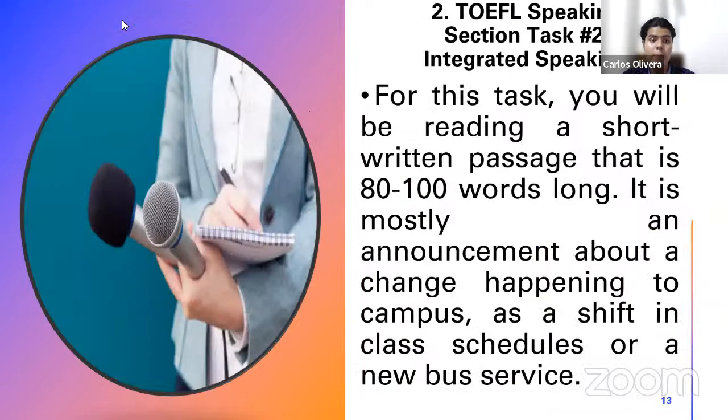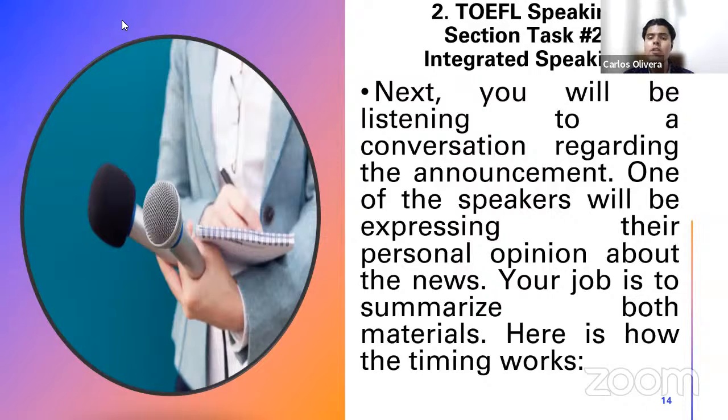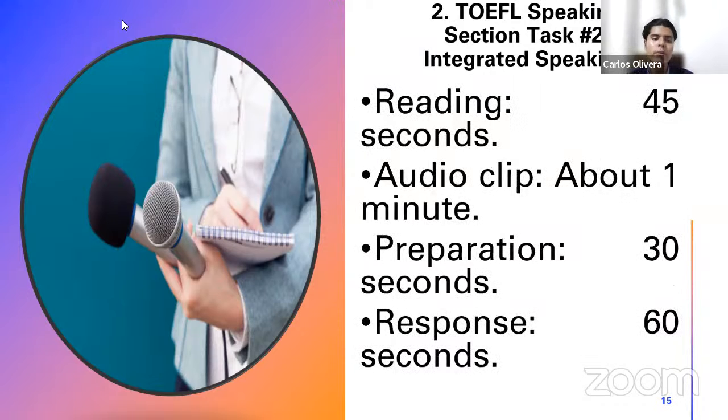As I told you, you're going to receive a reading passage, then a conversation on the same passage of two students discussing it. You're going to have a main speaker and a secondary speaker, and your job is to summarize both materials, the reading passage and the conversation, emphasizing the main speaker. Now, here is how the timing works for this task, because you have very limited time. Look at my screen. How much time are you going to have for reading the passage? Well, you're going to have 45 seconds, dear students. 45 seconds to read the passage, and you will not have more time than this.